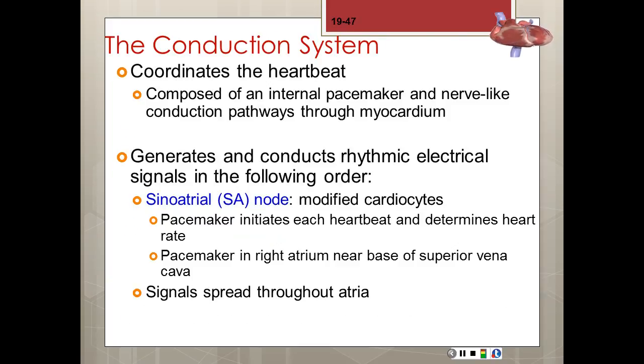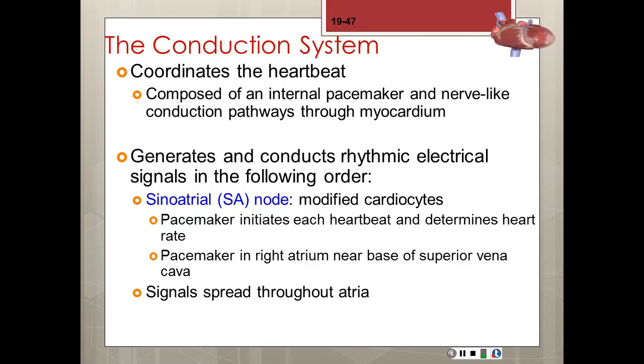Now, the heartbeat is coordinated by a cardiac conduction system composed of an internal pacemaker and nerve-like conduction pathways through the myocardium. The cardiac conduction system generates rhythmic electrical signals in a particular order. We have the SA node to the AV node, atrioventricular node, then our atrioventricular bundle, or the bundle of His, and then to the Purkinje fibers.